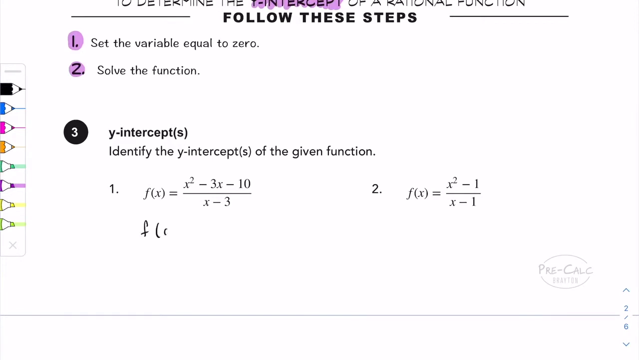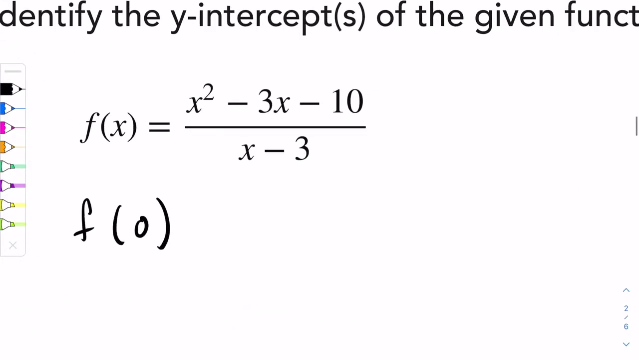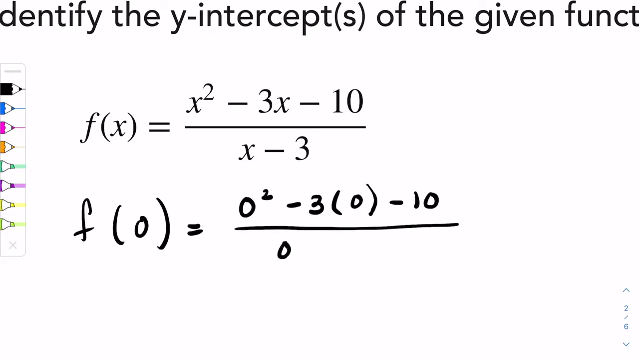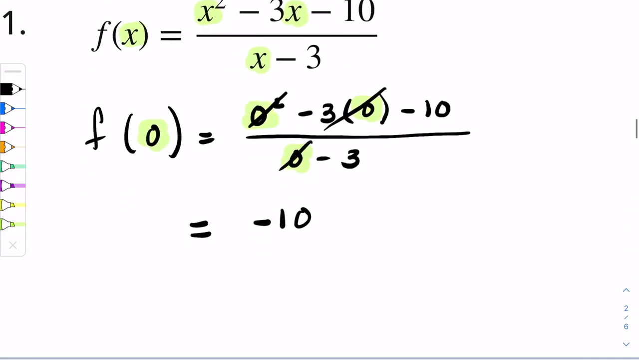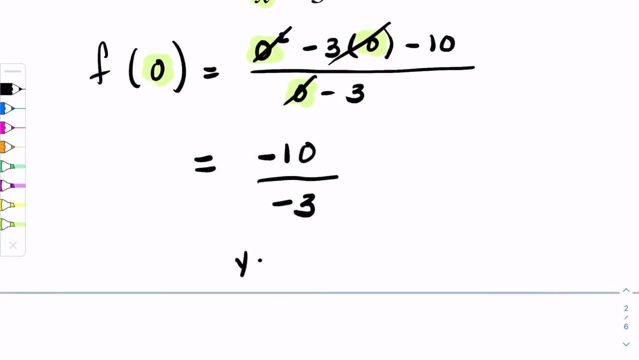If we substitute 0 in for x, so setting the variable equal to 0, we have 0 squared minus 3 times 0 minus 10, divided by 0 minus 3. And again, I substituted 0 in wherever I previously had a variable. This simplifies to 0 minus 10 over 0 minus 3, which is 10 over 3. So in this example, our y-intercept is at 0, comma, 10 over 3.